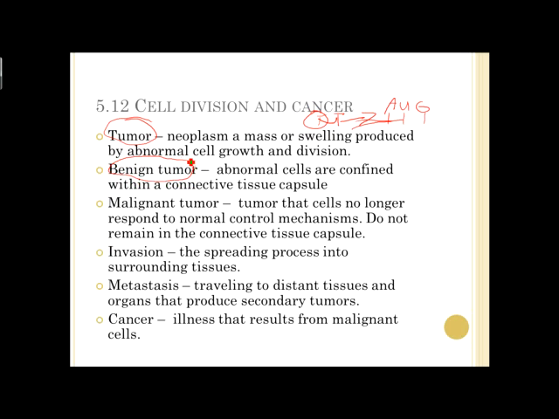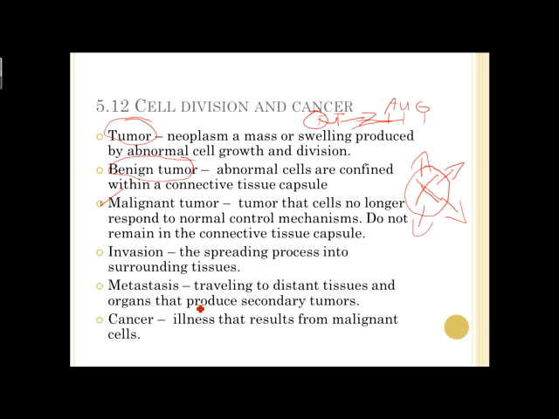Benign tumors, pretty much no harm, no foul. Abnormal cells, and they're confined within a connective tissue capsule. So whenever we're looking at these benign tumors, they have their own little capsule, they're their own little organism, and they're keeping to themselves. A malignant tumor: tumor cells no longer respond to normal control mechanisms and do not remain in the connective tissue capsule. So these things went from a benign, encapsulated, funky cell that shouldn't be there, into something that is aggressive, moving into surrounding tissues, and so on.